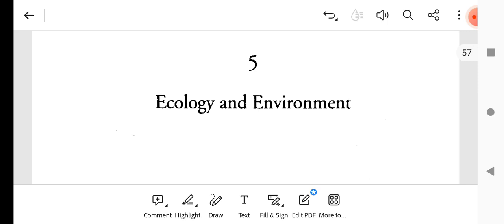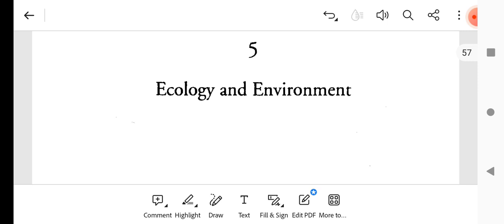We will learn next about ecology and environment, and we will generally learn about the ecology and environment of the Indian subcontinent, and how they impacted India in ancient times, for the rulers as well as its climate change, which is ongoing right now.